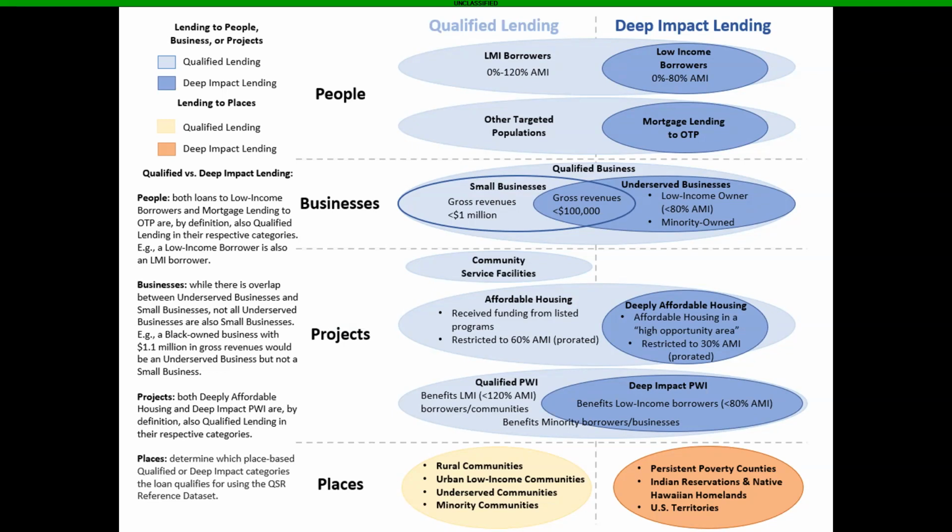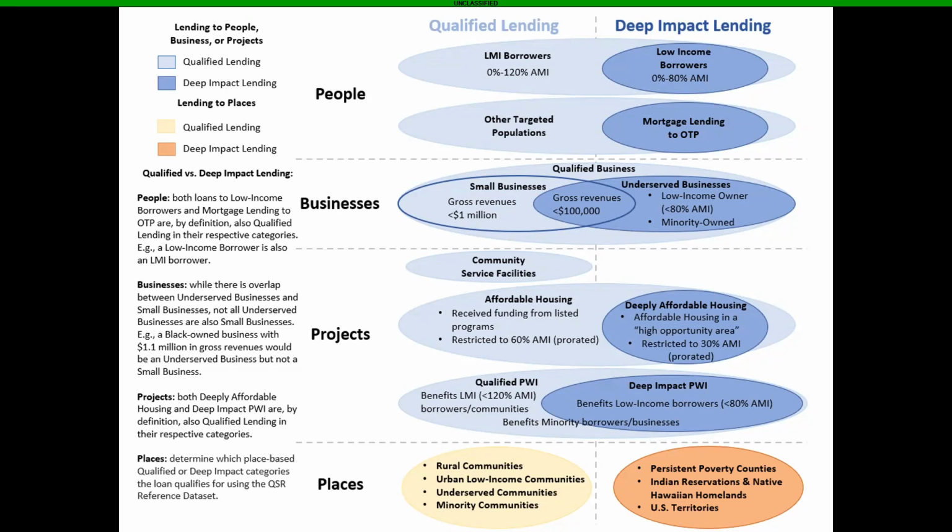Separately, if you want a loan to qualify for the underserved business category, that can qualify in one of 3 ways. The first way is if its gross revenues are less than $100,000. So if that's the case, that loan would then be both an underserved business and a small business, since gross revenues of less than $100,000 are also less than $1 million. However, if you have a loan to, let's say, a minority-owned business, which has gross revenues of greater than $1 million, that loan would count for underserved businesses, but not for small businesses.